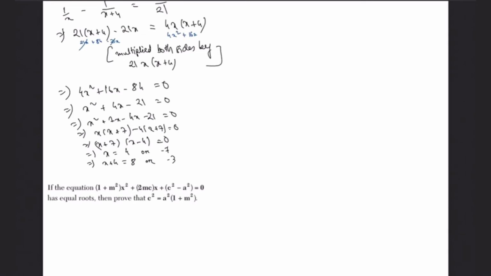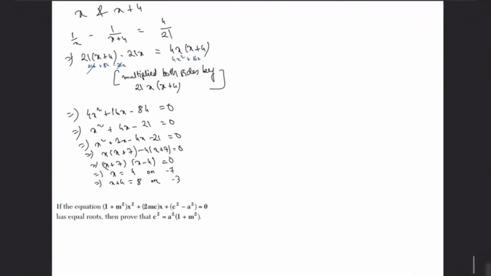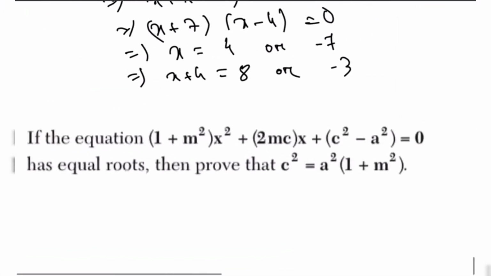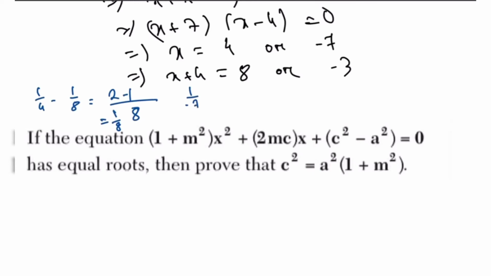Now notice that the difference of the reciprocals is 4 by 21. So in these cases we have to check whether these work out. So 1 by 4 and 1 by 8. So what is 1 by 4 minus 1 by 8? If 8 is the LCM, then 2 minus 1, that is 1 by 8. Does not work out. What about 1 by minus 7 minus 1 by minus 3?